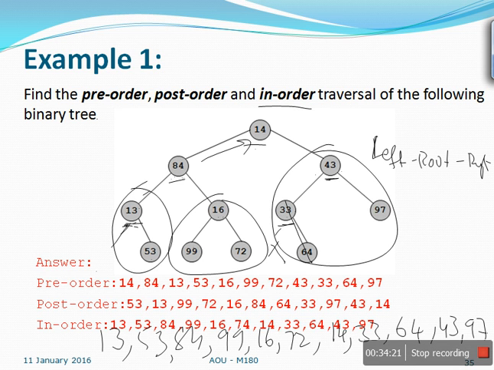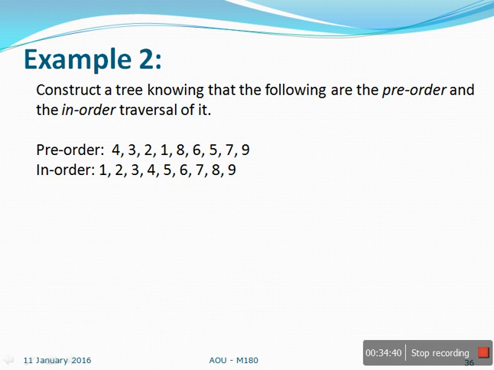So it's 13, 53, 84, 99, 16, 74. Is it 74 or 72? It is 72, I believe it is 72, 14, 33, 64, 43 and 97. So this is how we process the pre-order, post-order and in-order traversal.